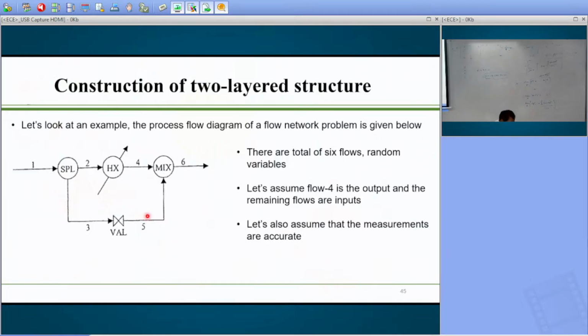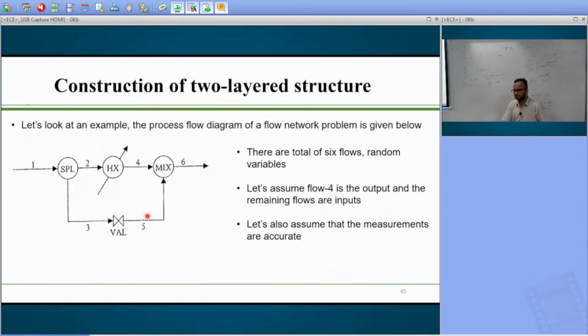Okay, good. Let's suppose you are not being given any structure. The only thing that you are given is y1, y2, y3, y5, y6 are the inputs and y4 is the output. So I want to construct a Bayesian network model between input and output. So how do you construct it?